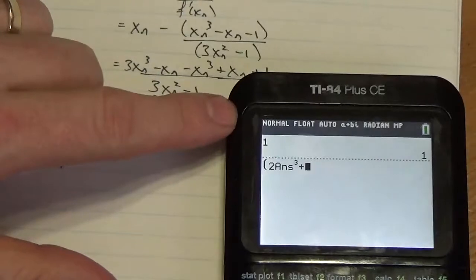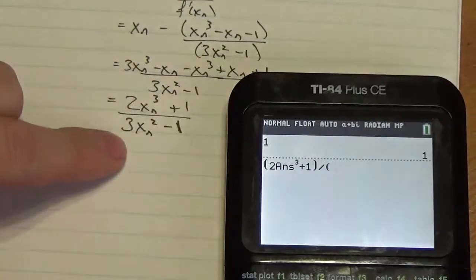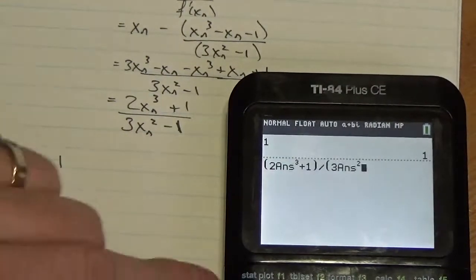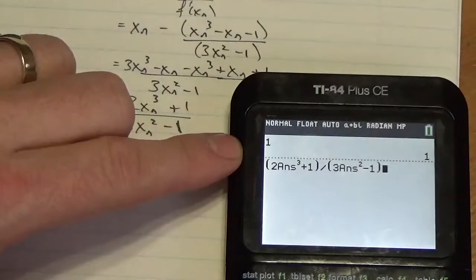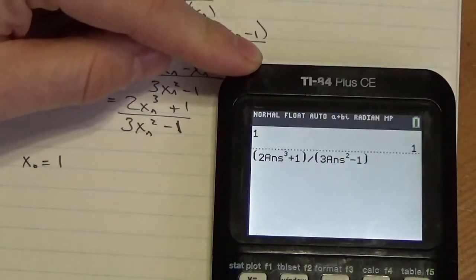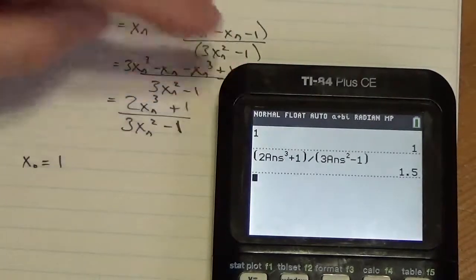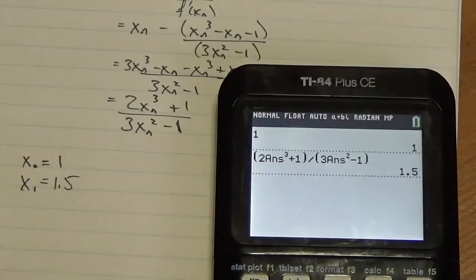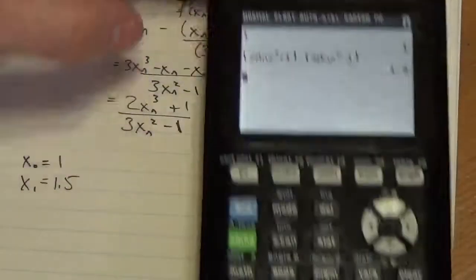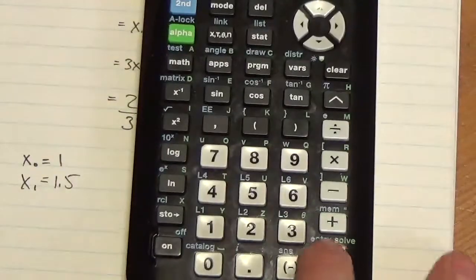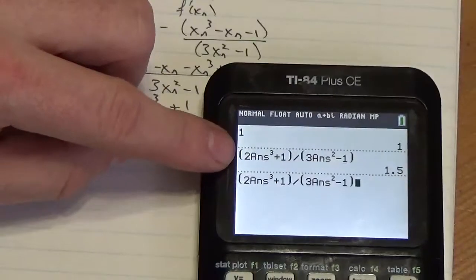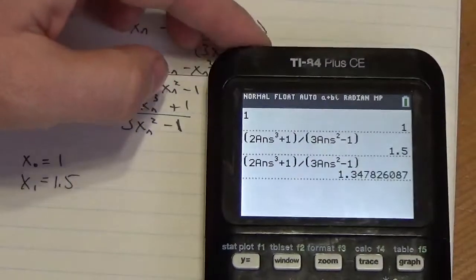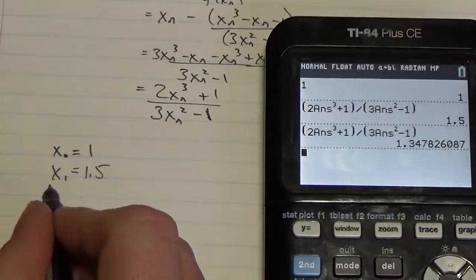2 times the answer cubed plus 1, close brackets, divided by 3 times that answer squared minus 1. Okay, so now when I press enter, this is going to give me my x1. And I get 1.5 again. Now please don't assume just based on our last 2 examples that that's always the way it works. It doesn't. But what's fun about this is if I just press second enter, it gives me that expression again. But this time when it refers to the answer, it's going to be referring to this one. So if I press enter now I get this answer here.